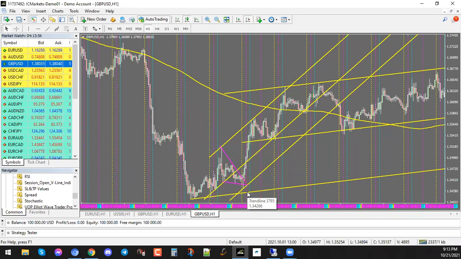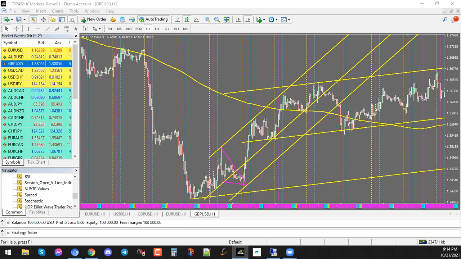Who knows what that pattern is? Can anyone tell me what that pattern is? Anyone? Just let me know what you think that pattern is. Gives you guys two more seconds. Okay, Grace says pennant. Okay, so yeah, you could look at this and call it a pennant.